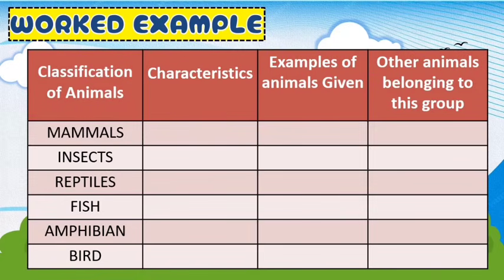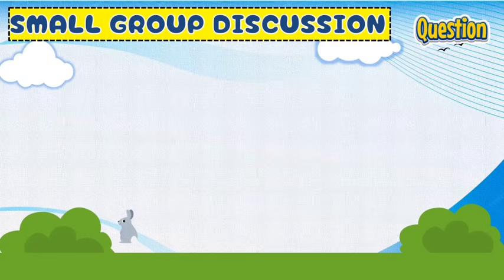So this time you're going to accomplish the table below and prepare to report in class. We have the classification of animals, its characteristics, and examples of animals, and then other animals that belong to this group. After doing the table, you will form a small group discussion.